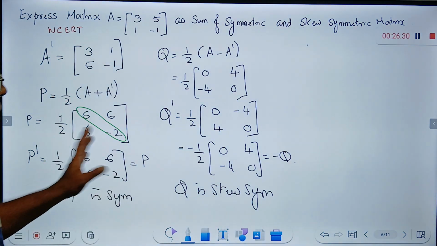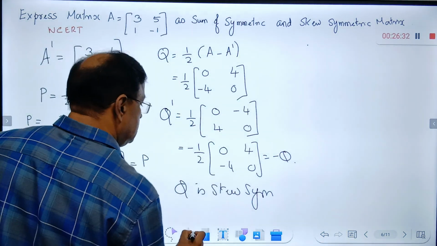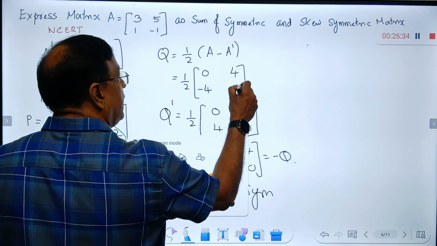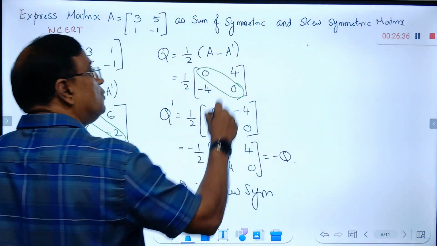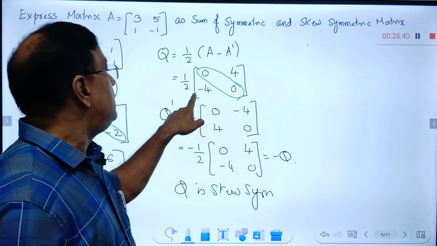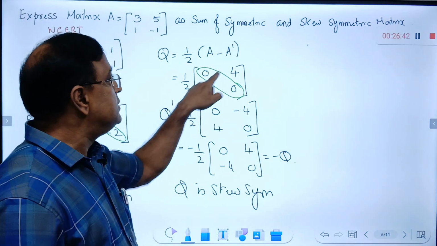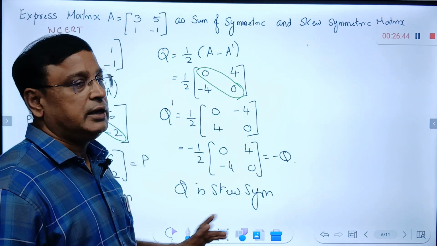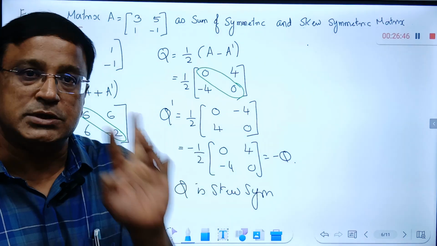Correct? Now again I want you to observe the diagonal. Look at the diagonal. The diagonal elements are all 0 for a skew symmetric matrix. Don't forget this. And the non-diagonal elements, numerically they are equal, algebraically of opposite sign.